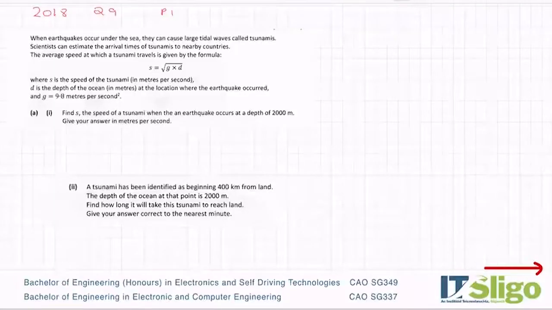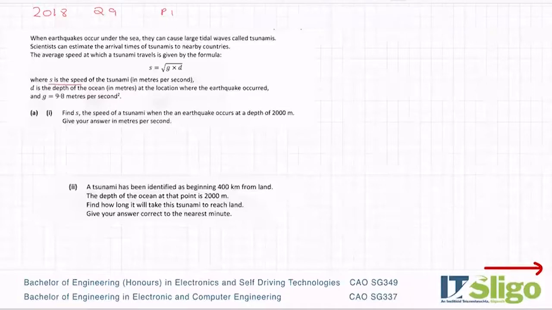Okay, 2018, question 9, so one of the longer questions on the paper. When earthquakes occur under the sea, they can cause large tidal waves called tsunamis. Scientists can estimate the arrival times of tsunamis to nearby countries. The average speed at which a tsunami travels is given by the formula S is equal to the square root of G by D, where S is the speed.